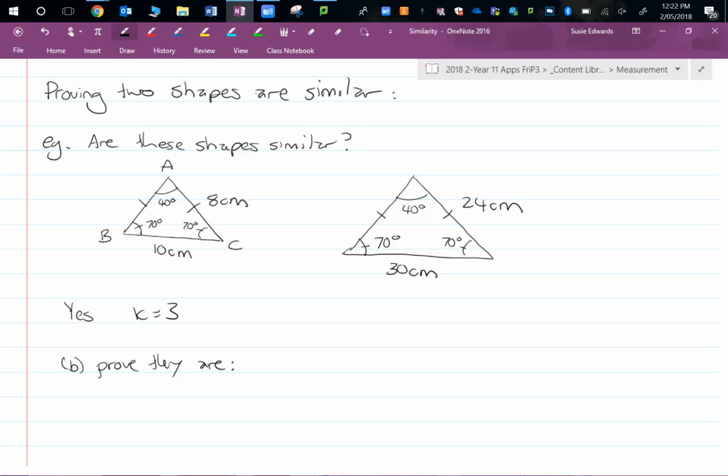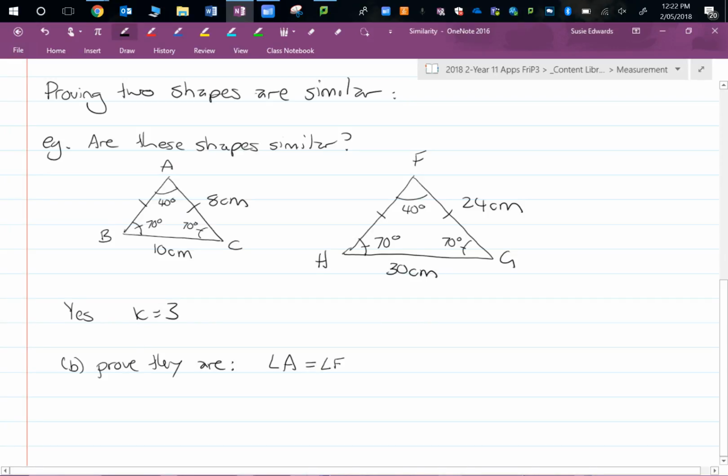Angles are all the same. So I need to see how all of these have letters next to them. I need to prove that the angles are the same. Now, it has to be corresponding angles. So what angle corresponds to A? F. So I'm going to say angle A is equal to angle F.